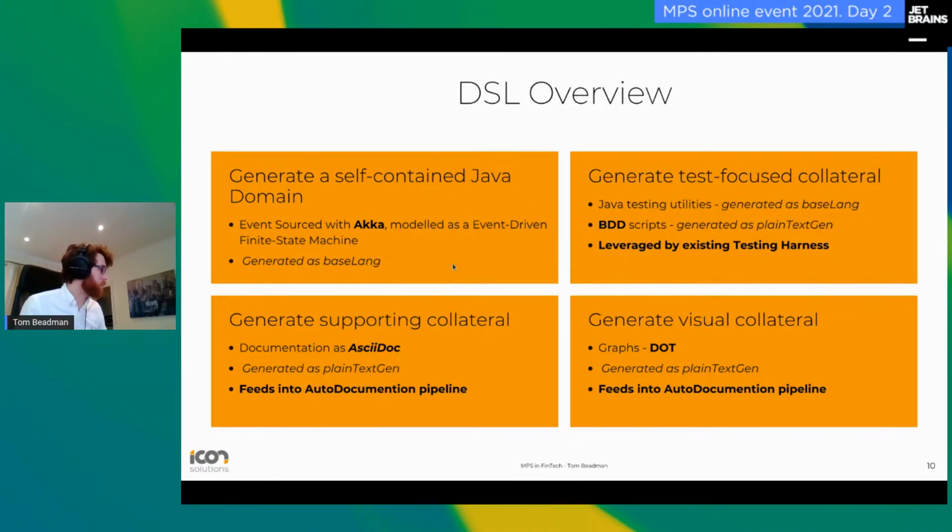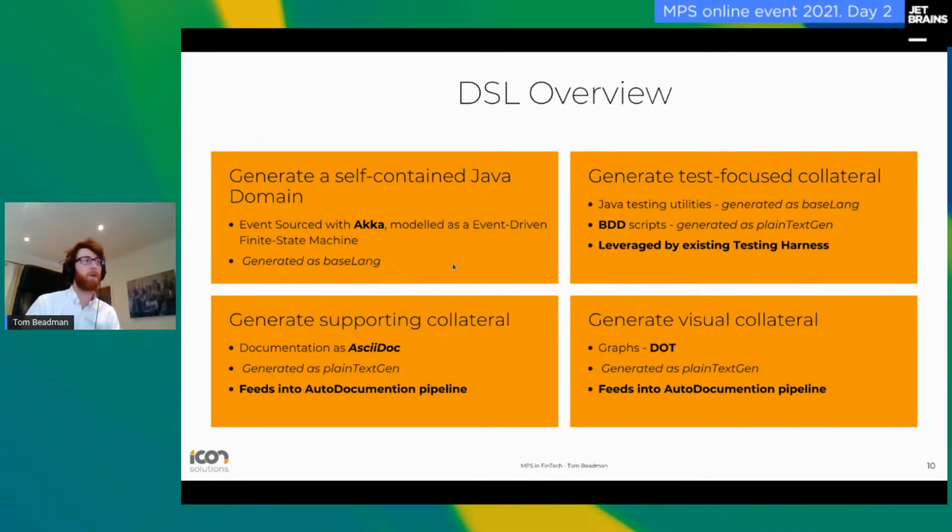So in addition to generating Java classes that are suitable for testing, we're also generating BDD scripts. We're a big proponent of behavior-driven development as an organization. And so by having the processing flow modeled in MPS, it allows us quite easily to traverse the different processing paths and define a BDD testing scenario for each one of the paths that could potentially happen during that processing flow. And then these BDD scripts are leveraged by our testing harness further down the line.